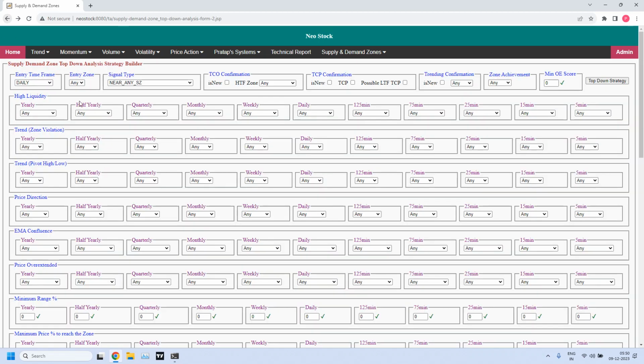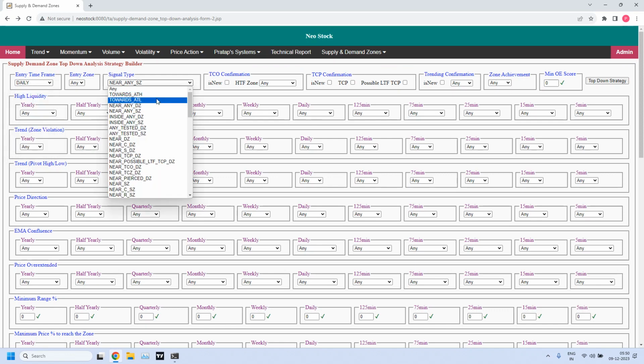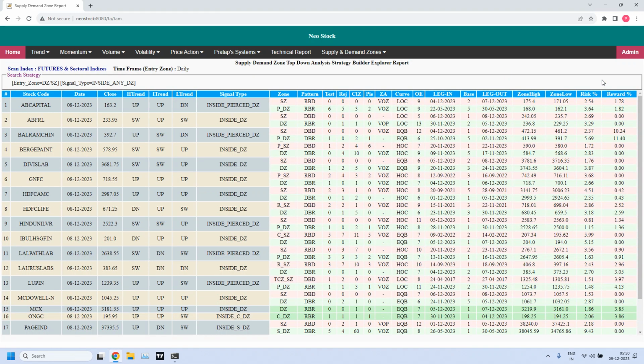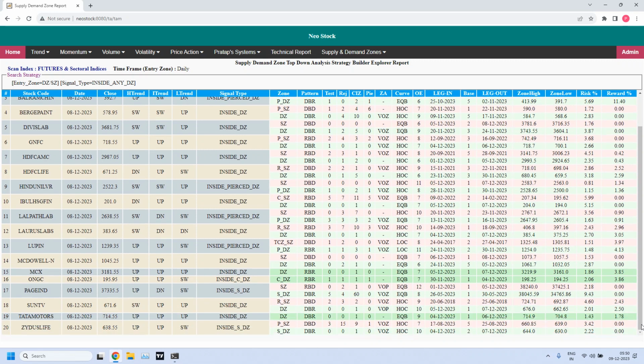So let's go back. Entry time frame is daily. Let us find the stocks where price closed inside daily demand zone. So price closed in all these high liquidity demand zones. So total 20 stocks are identified. All 20 stocks are closed inside the daily demand zones.